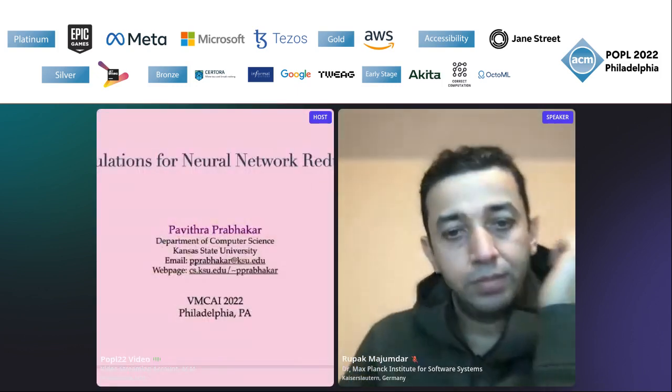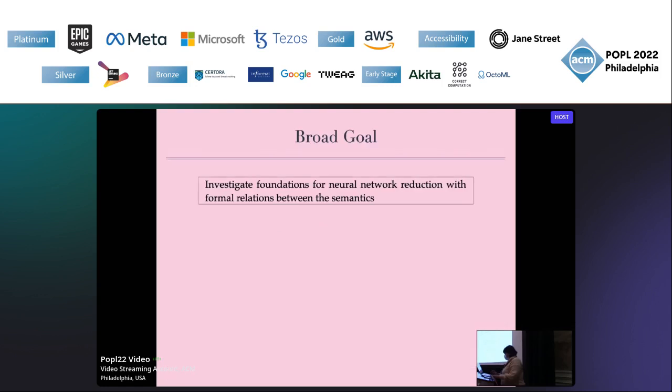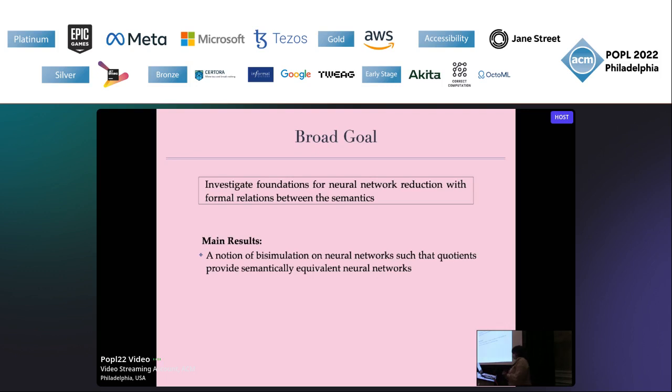Okay. So I'll be talking about bisimulations for neural network reduction. The broad goal of the work is to investigate foundations for reducing the size of neural networks in such a manner that we can give some formal guarantees between the original system and the reduced system. So the main results go something like this.